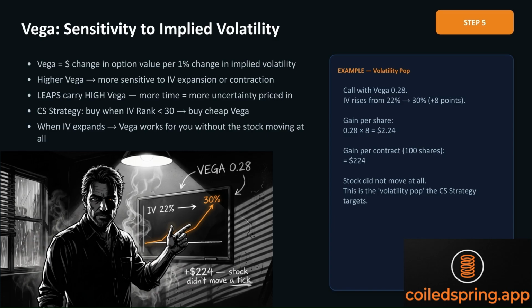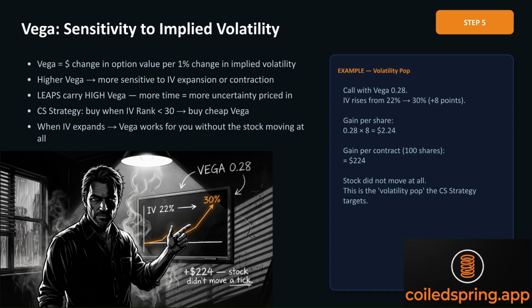Now, why do leaps carry high Vega? Because Vega scales with time. The more time remaining on an option, the more uncertainty is priced into it, and the more sensitive that option is to changes in implied volatility. A 30-day option has relatively low Vega. An 18-month leaps has very high Vega, which means volatility expansions have a much larger dollar impact on the position.